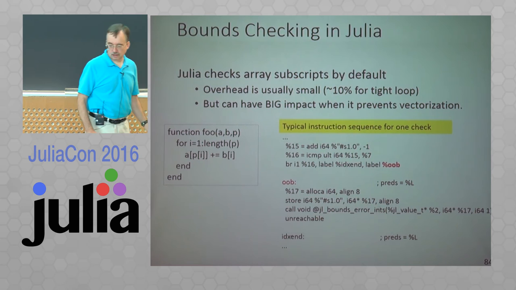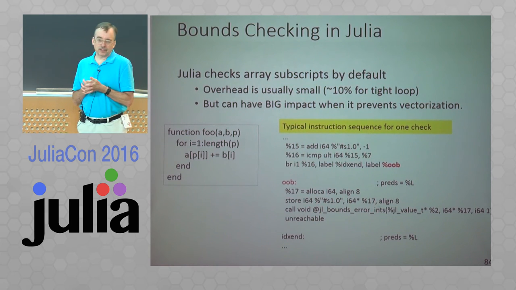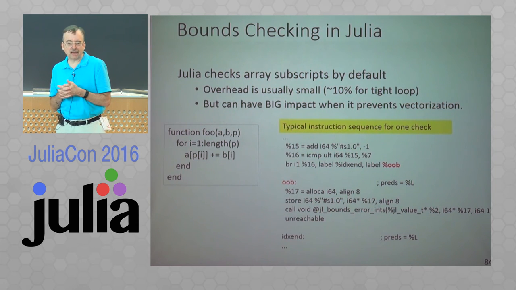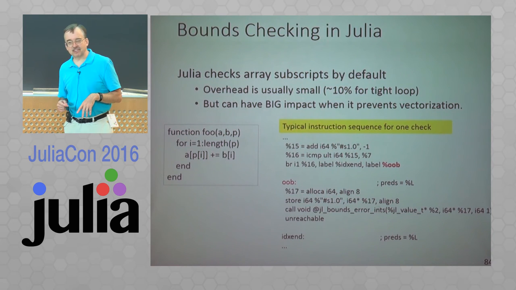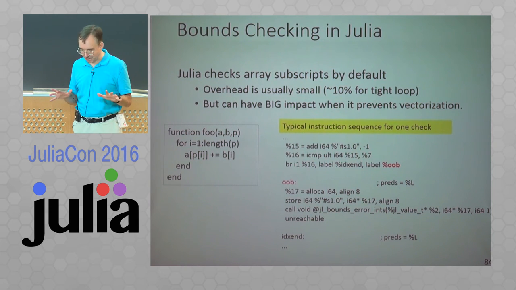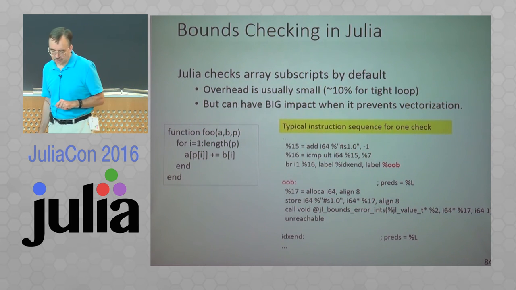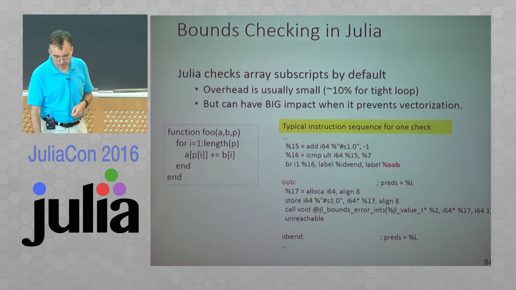Okay, bounds checking. Julia checks array subscripts by default. There's a small overhead for that. It's actually not too bad in most cases. For a tight loop, I measured it at like 10%. It's not a big thing because modern processors can do so much checking out of order and they speculatively execute stuff ahead of time in the hardware. So it's not as big a deal as one might think, except the bounds checking turns off vectorization, and that can be a big hit. So I'm using vectorization there to mean using SIMD instructions.